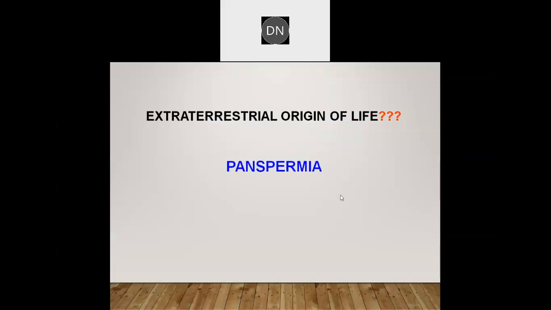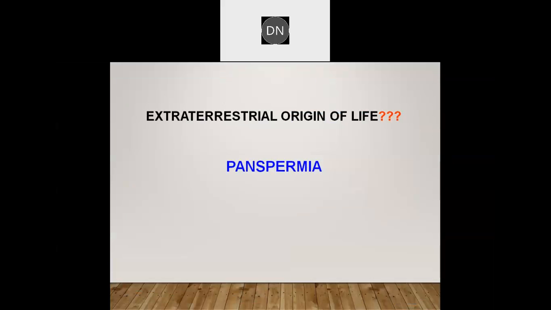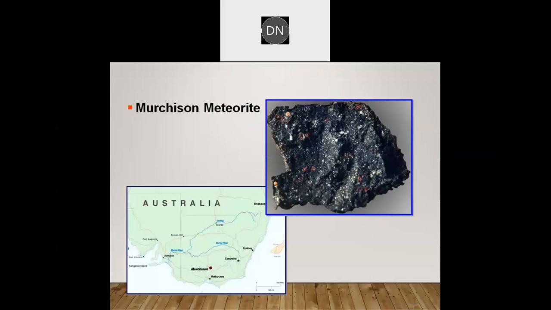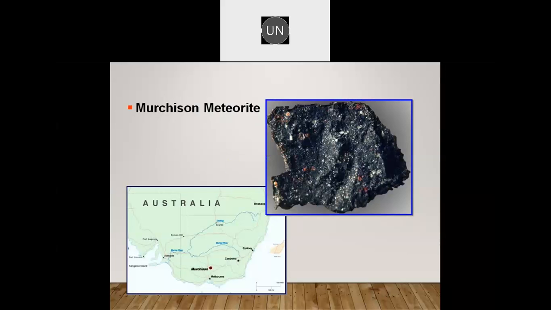Next, madam. Then zircon grains are also formed. That is a common mineral, zirconium silicate, occurring in small tetragonal crystals or grains of various colors, usually opaque. Next slide. Extraterrestrial origin of life, panspermia. Next slide.